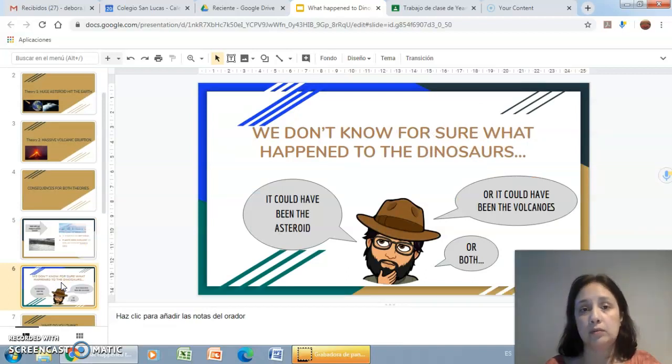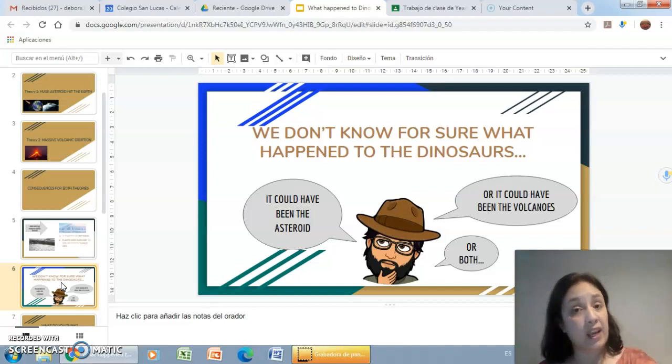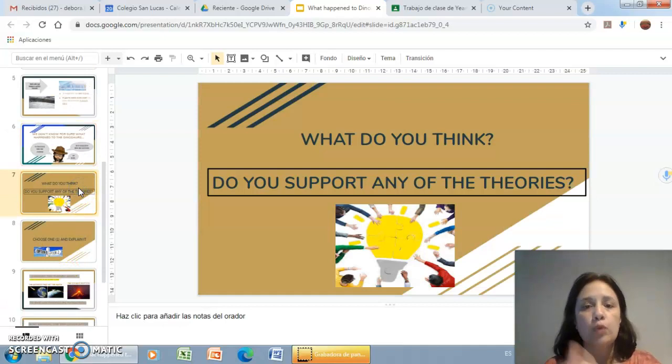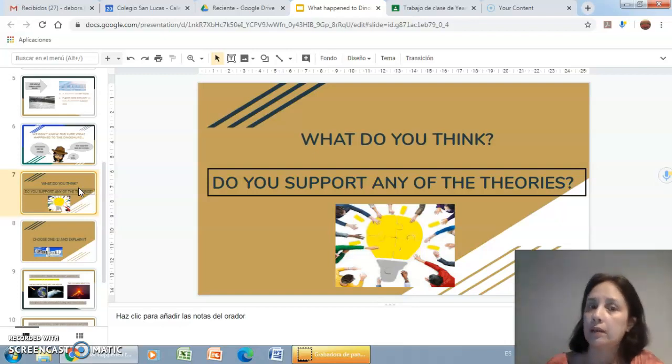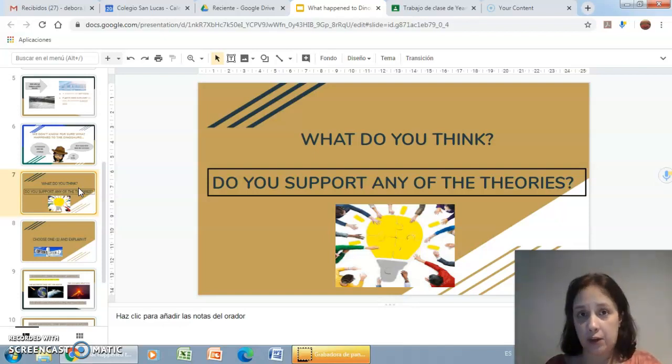So, by now, we have learned so far that scientists discovered 2 theories, but we don't know for sure what happened to the dinosaurs. It could have been the asteroid, or it could have been the volcanoes. We don't know, or maybe both. And what do you think about these theories? Do you support any of these theories? Which one do you think was the one that killed the dinosaurs? Theory 1 or theory 2? You will have to make a decision and choose one theory.